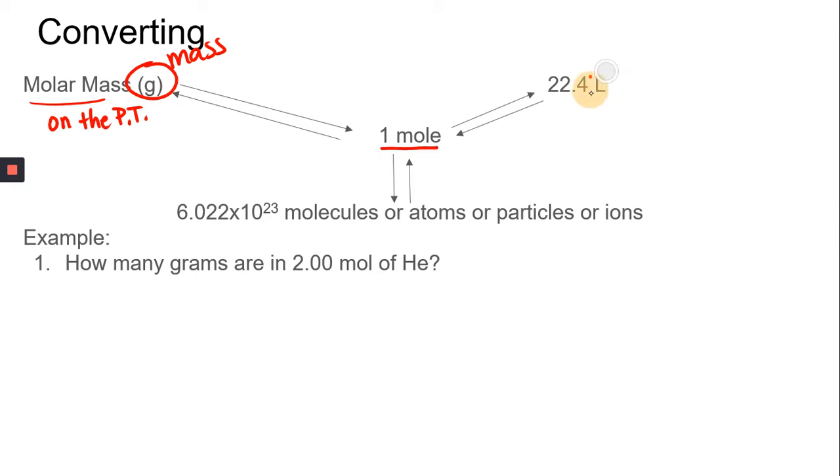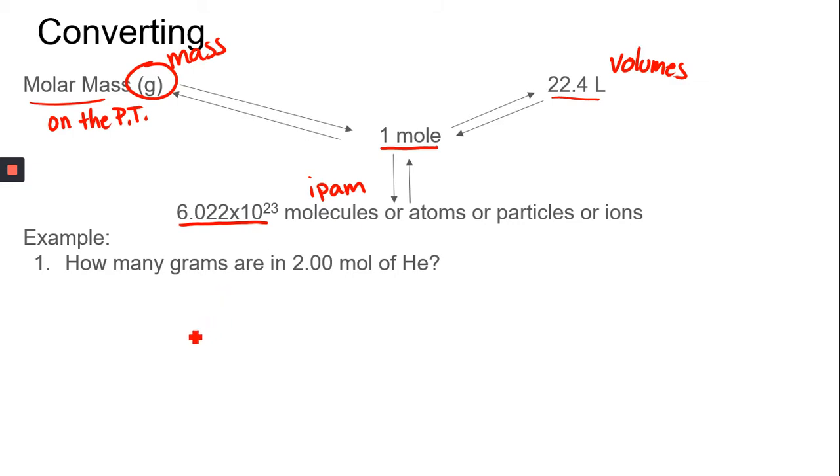If you are dealing with volume, then you're going to be talking about liters, and you're going to use 22.4 liters. And then if it is a problem with molecules, atoms, particles, or ions, you're using Avogadro's number. One way to remember when to use Avogadro's number is to remember IPAM: Ions, particles, atoms, molecules. So if the unit of the number you're looking at is a part of IPAM, you use Avogadro's number.